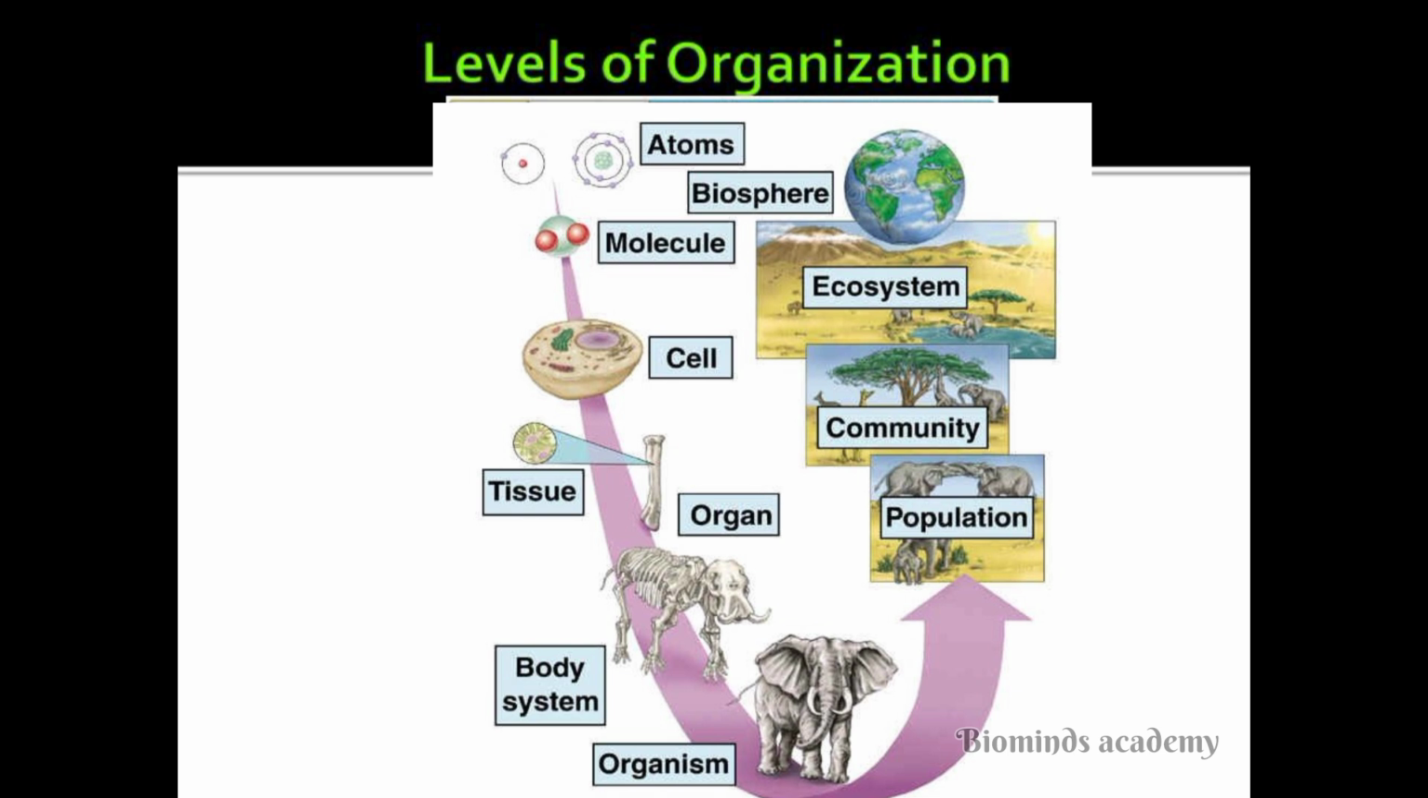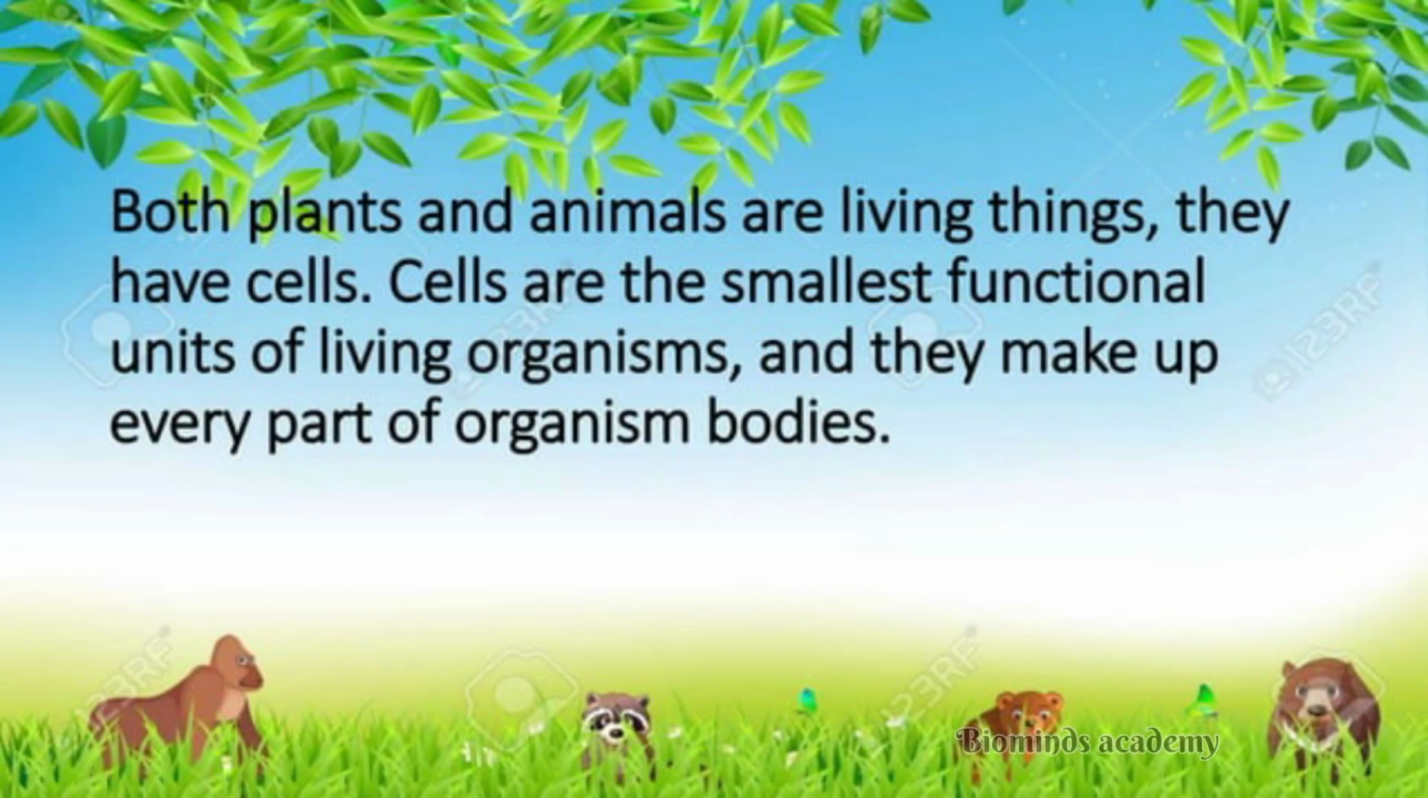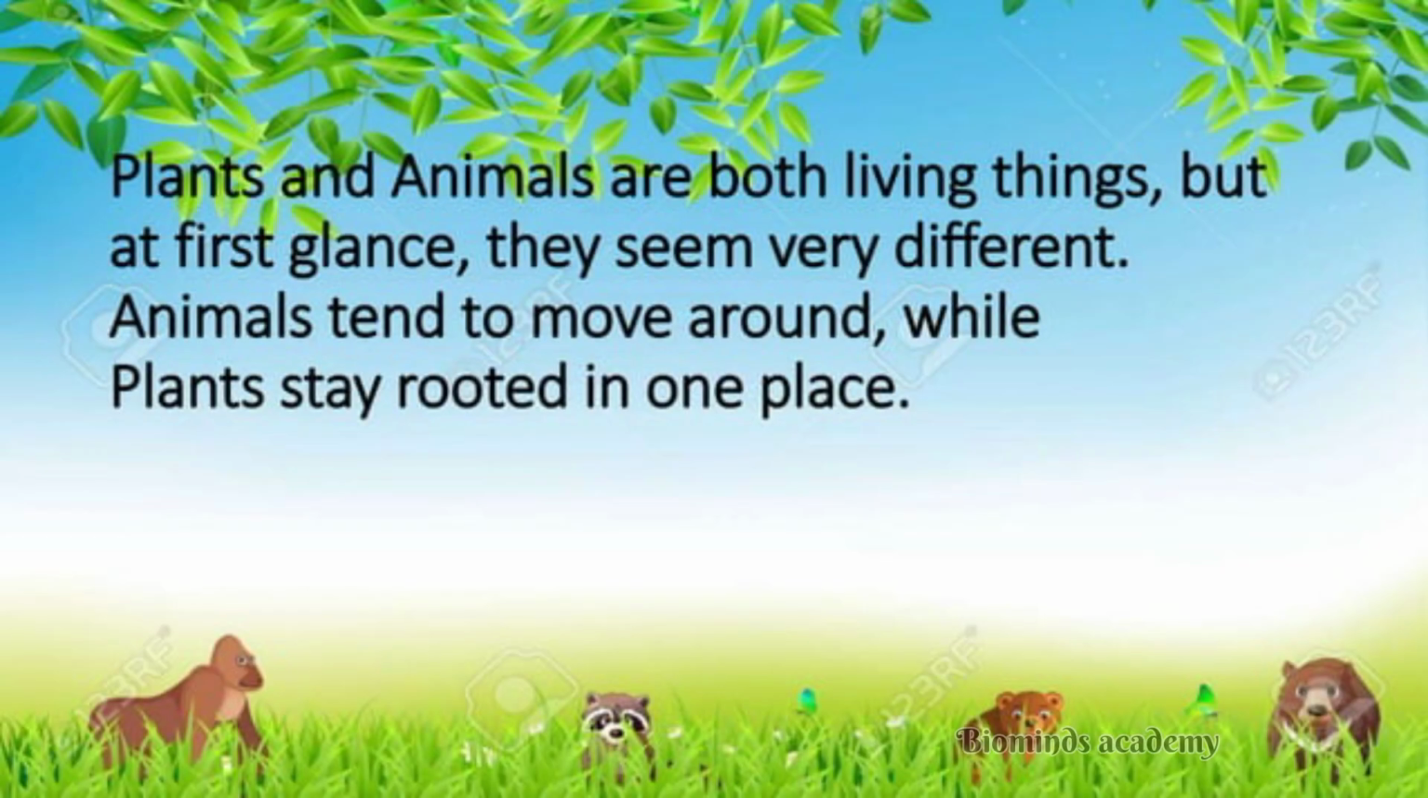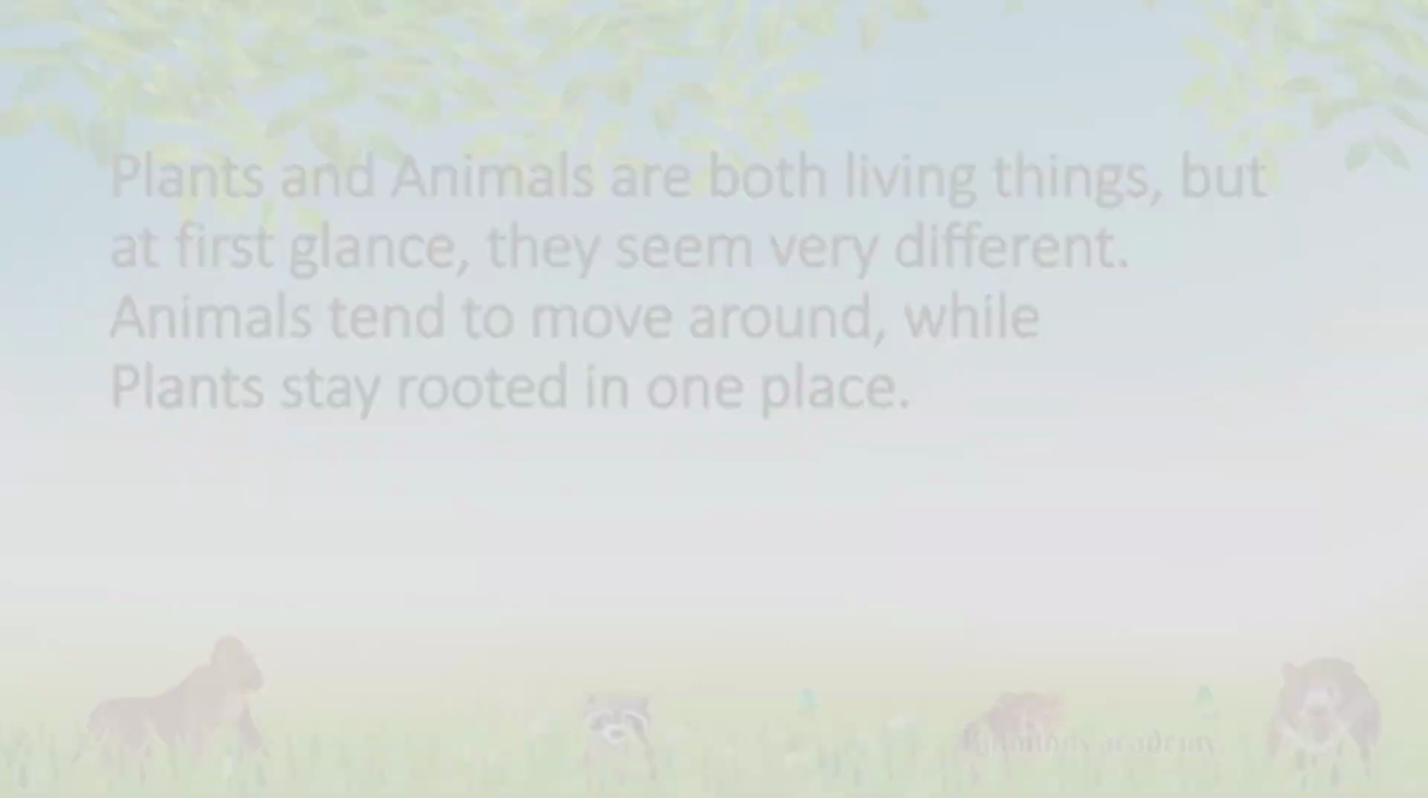This hierarchical organization allows for specialization and efficiency, enabling organisms to survive, grow, reproduce and adapt to their environments. Both plants and animals are living things. They have cells. Cells are the smallest functional units of living organisms, and they make up every part of the organism's body. Although they are both living things, at first glance they seem very different, because animals tend to move around while a plant stays rooted in one place.